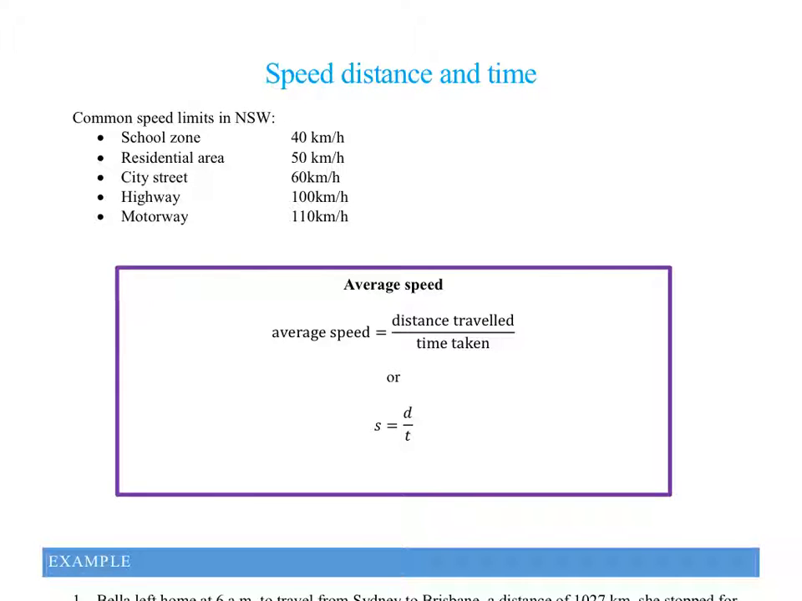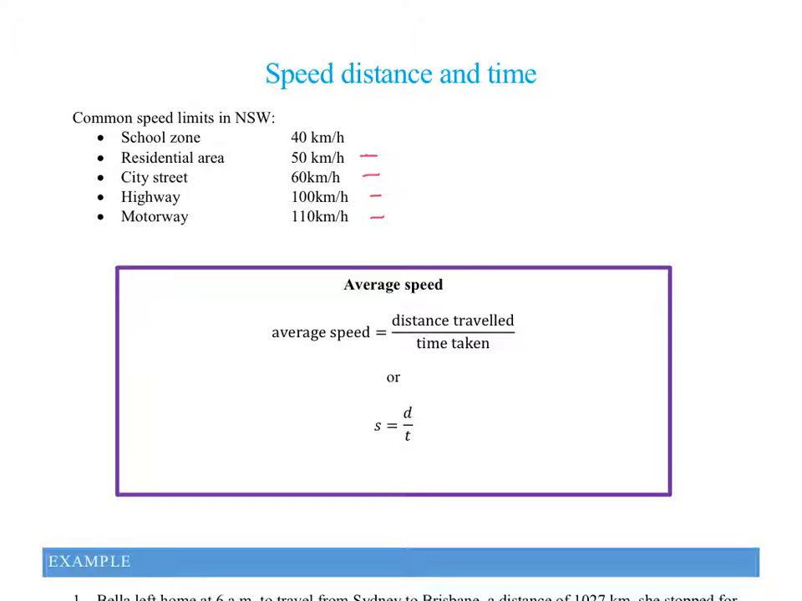The first thing I want you to have a look at is just to understand the common speed limits in New South Wales. You can see school zones 40 kilometres per hour. Residential areas is 50 kilometres per hour. On the normal city streets, 60 kilometres per hour. A highway is 100, and the motorway is generally 110. So that's just something you should be kind of familiar with.